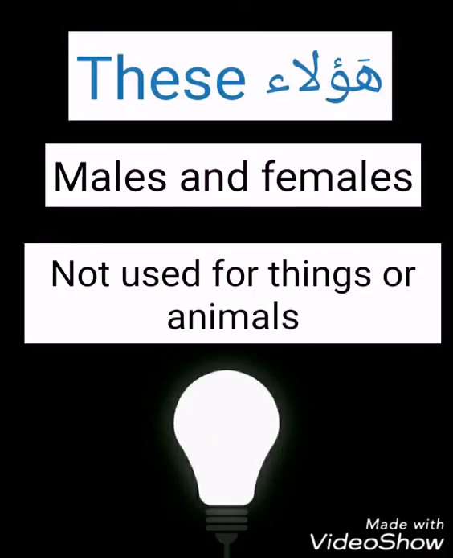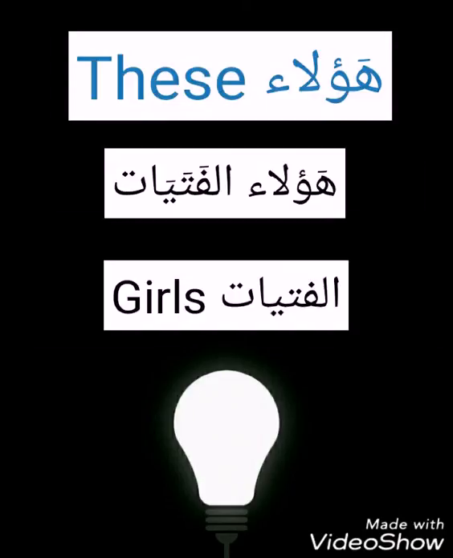هؤلاء. هؤلاء is used for males and females and only used when talking about humans, not things, not animals, whatever. Unless you want to talk about some people and say, oh, these are chickens, then you would say هؤلاء chickens. So let's go to the examples.